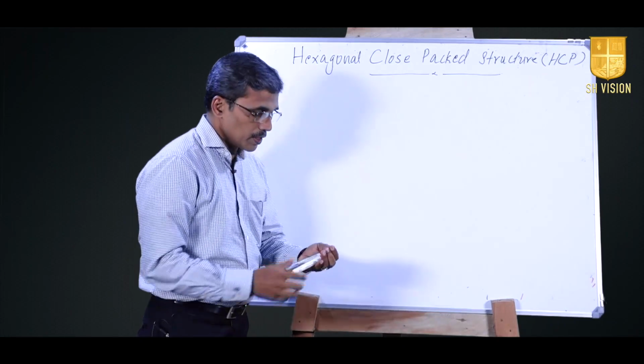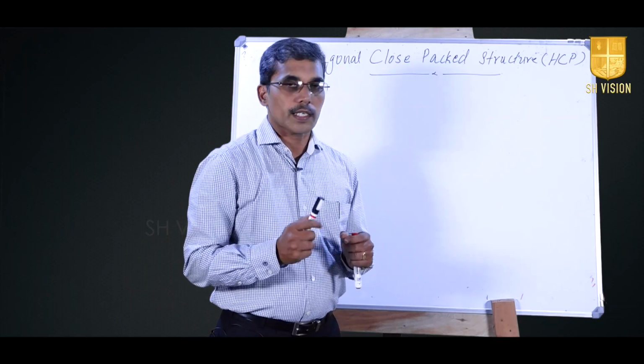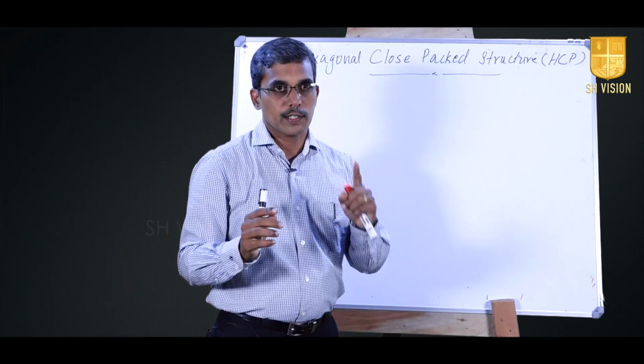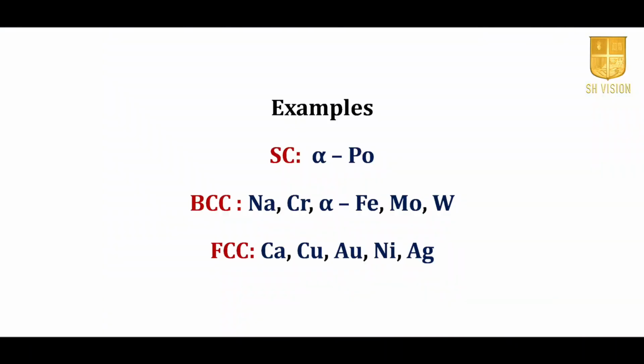So, some of the examples for these 3 cubic systems are, in the case of simple cubic system crystal structure, it is comparatively almost nil. There is only one example given, that is alpha polonium. So, alpha polonium is the only material system crystallized in simple cubic structure. In body centered cubic system, the examples are sodium, chromium, alpha iron, molybdenum and tungsten.